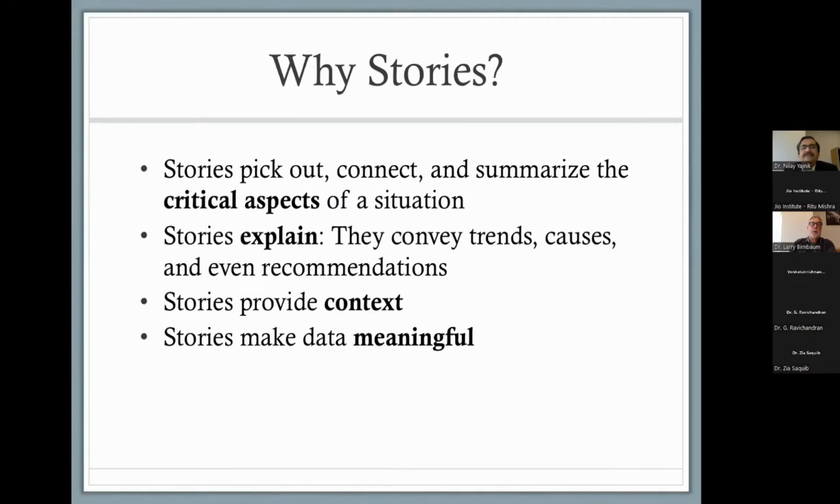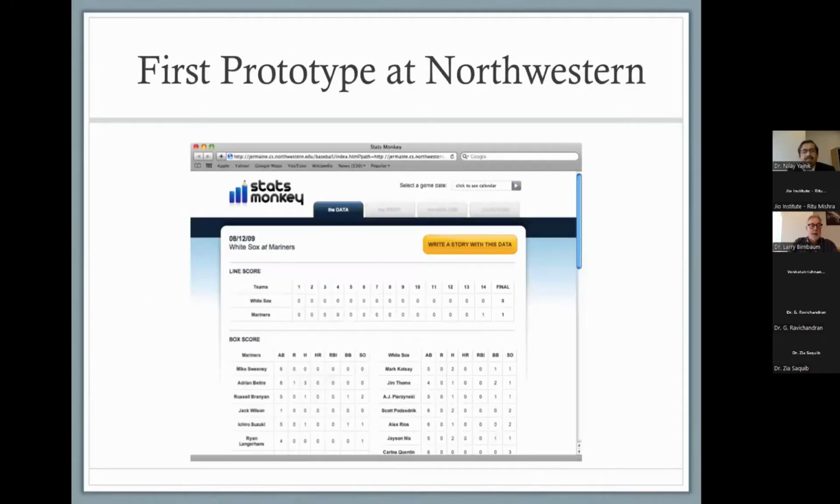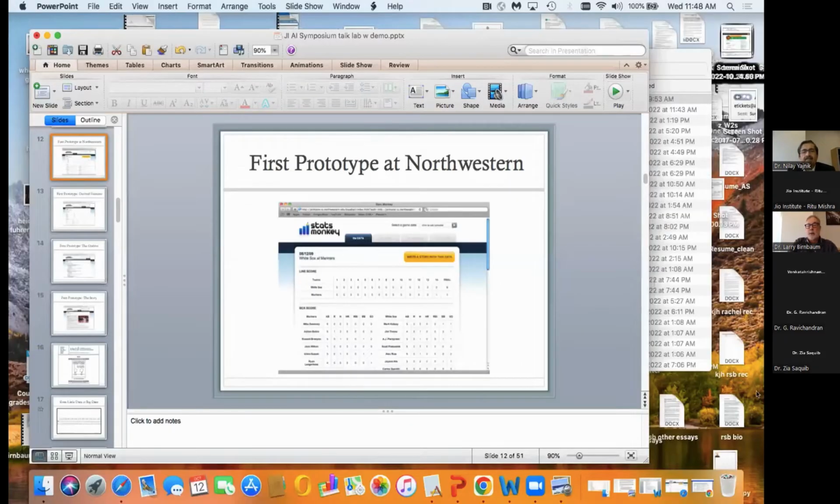So in other words, stories will pick out, connect, and summarize the critical aspects of the situation. They explain things, they convey the trends, the causes, and can even make recommendations. They provide context and they make data meaningful. So that's really why we went down this path. Here I want to briefly exit this and give a quick demo.